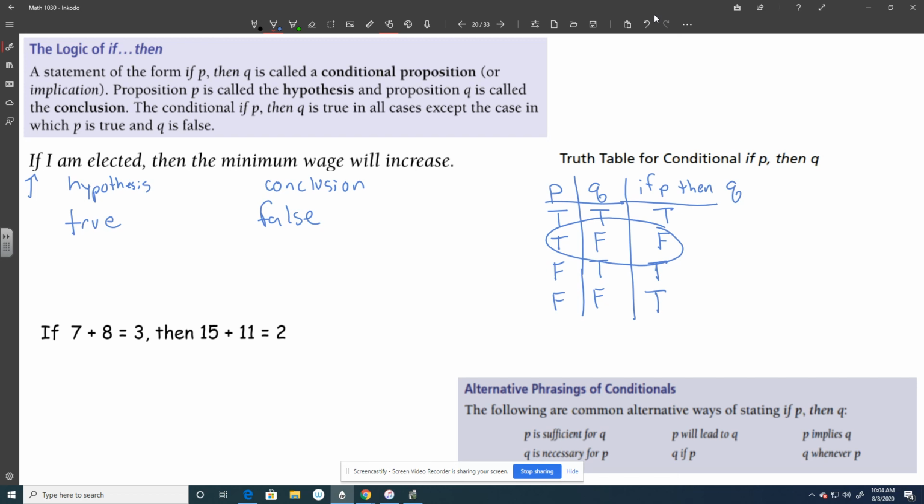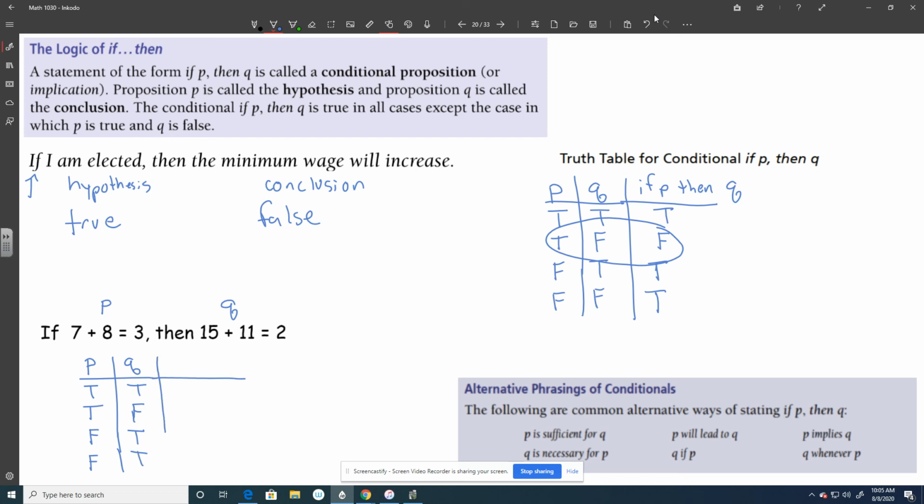What if 7 plus 8 equals 3, then 15 plus 11 equals 2? So this is my proposition P. This is my proposition Q. So we have P and we have Q in our truth tables. So if P is true, that's one option. Then Q could also be true, or P could be true and Q could be false, or P could be false and Q could be true, or P could be false and Q could be false.